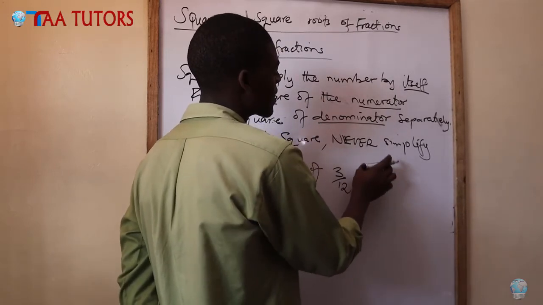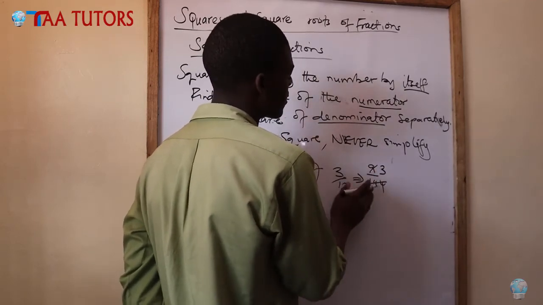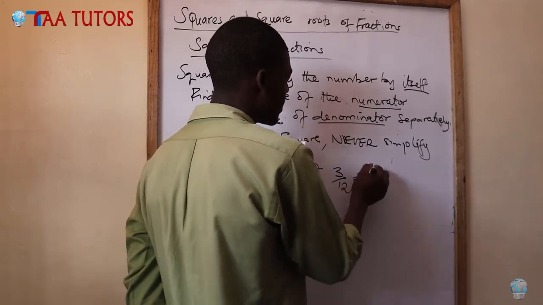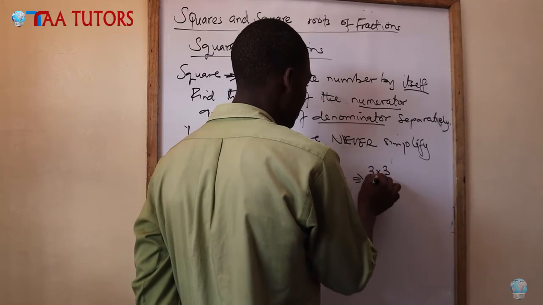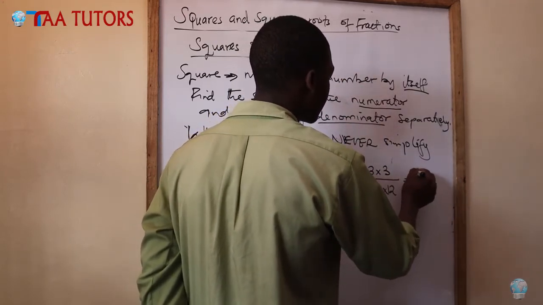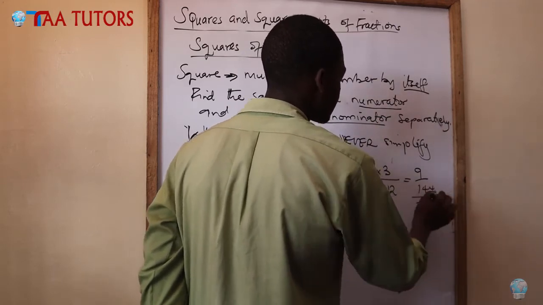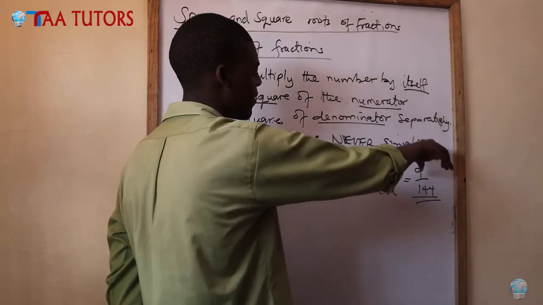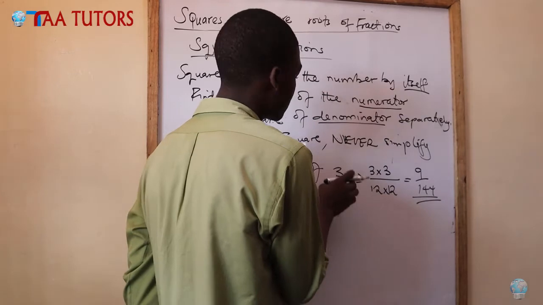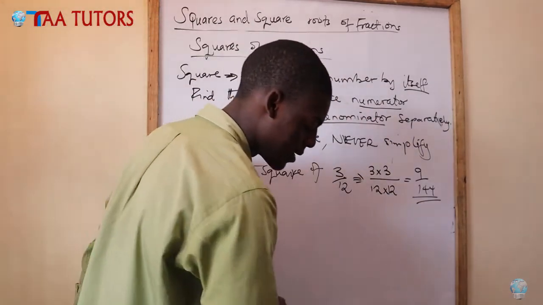Don't look for a number that can divide both, so that you take 3, you divide both sides by 3. Don't do that. When you are finding the square, when it is 3 over 12, just go ahead to get 3 times 3, that is the numerator, over 12 times 12, the denominator, so that your answer is 9 over 144. This one, leave it there. That is now the square, because when you simplify, whatever you are getting there is not the square of the fraction you are given. So when finding squares of fractions, never simplify.